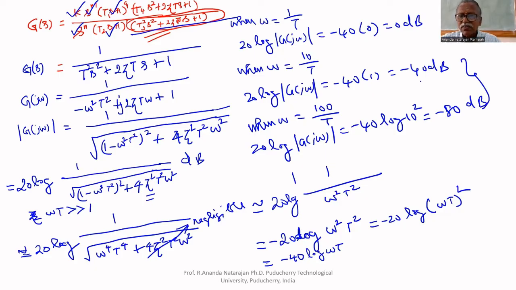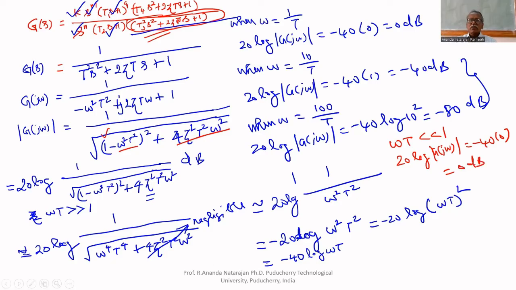Another case is when omega tau is far less than 1. This 1 is considered, this omega square tau square, both are negligible. That's why 1 you will get. Root 1 is 1. Therefore 20 log modulus of g of j omega equal to minus 40 multiplied by 0 equal to 0 dB.